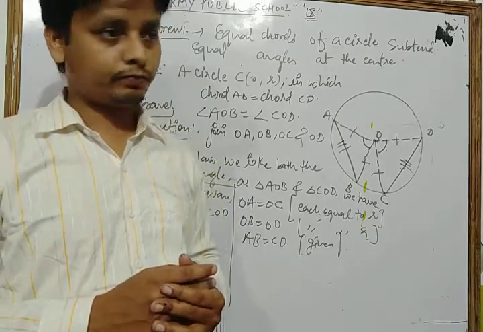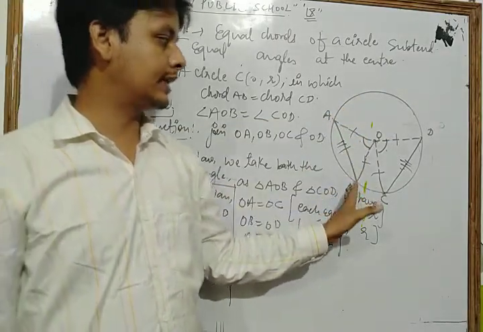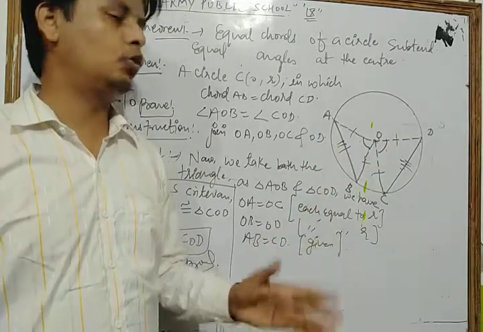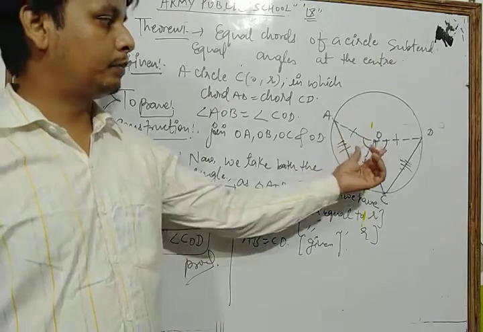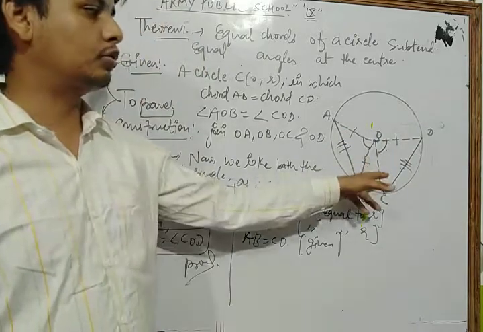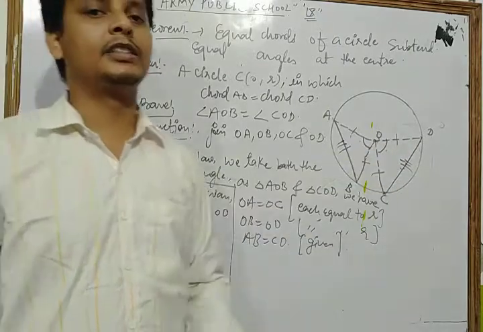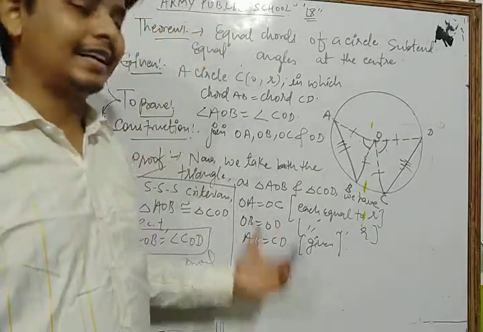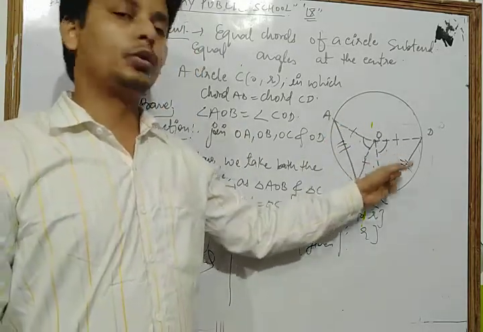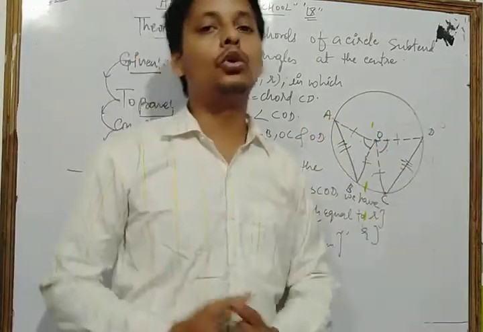Now let's see once more. Here, dear student, we draw the figure, and in that figure we draw two equal chords AB and CD. Now we join each point on the circle, that is OA, OB, OC and OD. To prove the theorem, we take triangle AOB and triangle COD. We get OA equal to OC, each equal to R, OB equal to OD, also equal to R, and AB equal to CD, given in the theorem. So by the SSS criterion of congruence, triangle AOB is congruent to triangle COD. By CPCT, angle AOB is equal to angle COD.